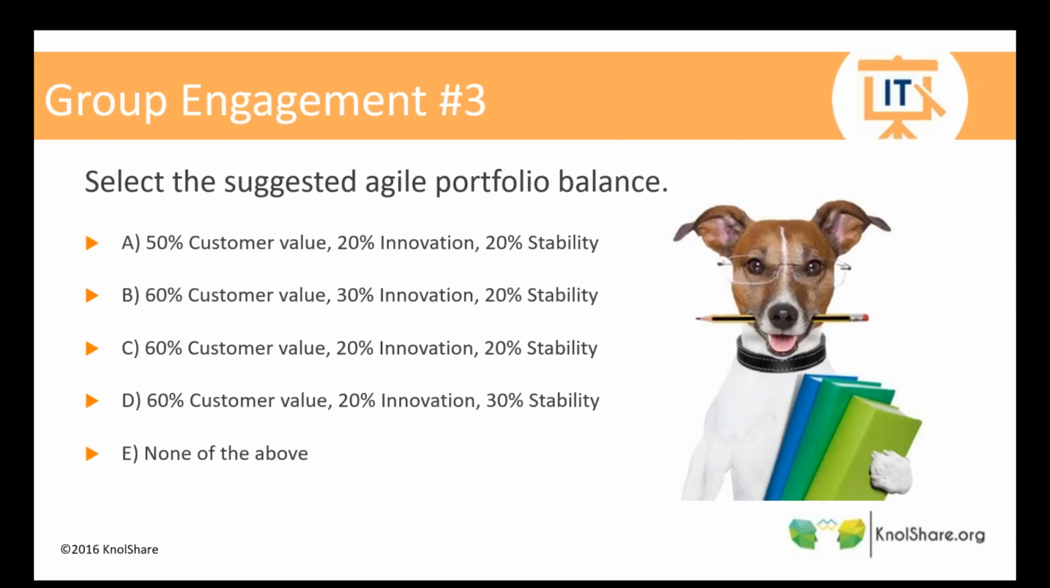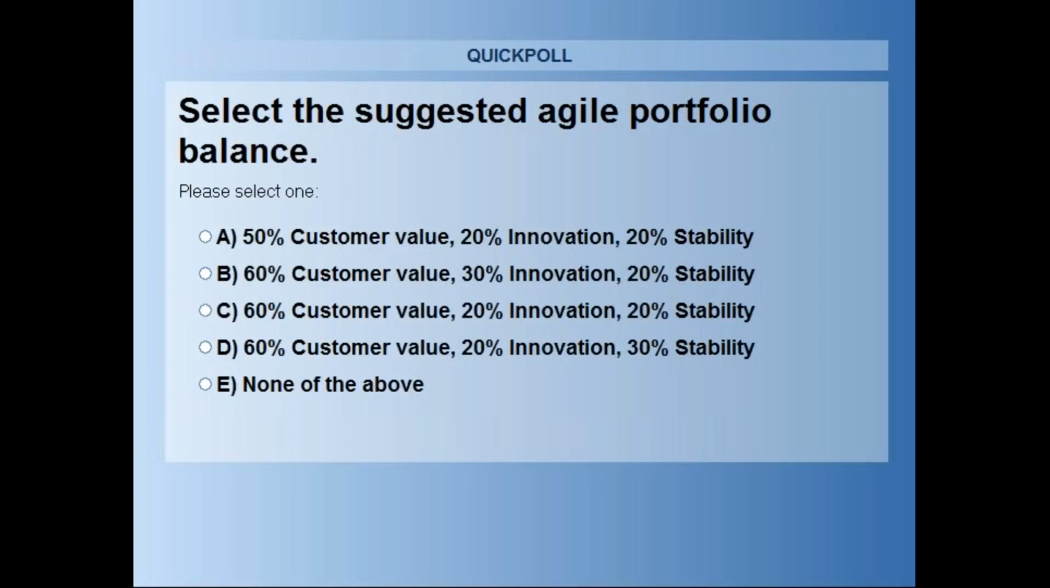Of course, I need to engage you and keep you focused a little bit as you're sitting in your office or wherever you are. So let's do another group engagement and talk about the suggested Agile portfolio balance. Which one is the correct answer? Create a balanced Agile portfolio to allow multiple areas of the business to thrive. Denise, are you polling? Yes, sir, I think she is polling.